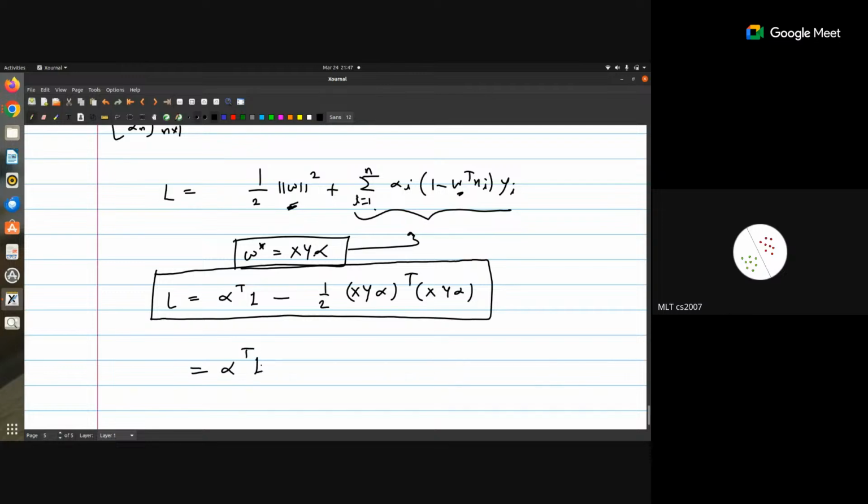So this is the case here, and if you just open that bracket, how does it look? XY alpha transpose into XY alpha. Transpose of this part is alpha transpose Y transpose X transpose X into XY alpha, right? Half divided by 2, okay, 1 by 2. This is a Lagrangian function, which we are basically trying to find out.